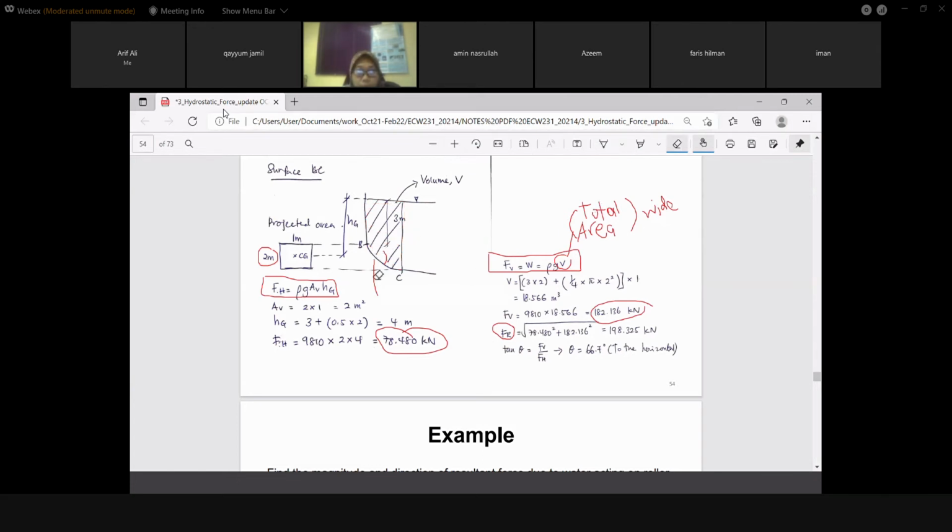Saya lukis semula on the angle tu. Force untuk horizontal, dia boleh jadi sebelah kanan atau sebelah kiri. So saya lukis yang mudah difahami. So here and also here. So you have the resultant force here. Okay, so the angles here is 66.7.